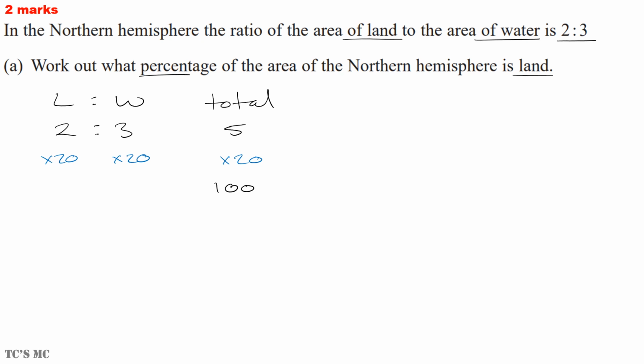2 multiplied by 20 is 40. 3 multiplied by 20 is 60. We just need to worry about the land, so for our final answer we will write 40%, and that is our second mark.